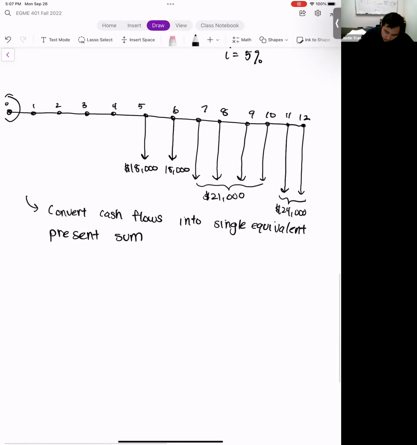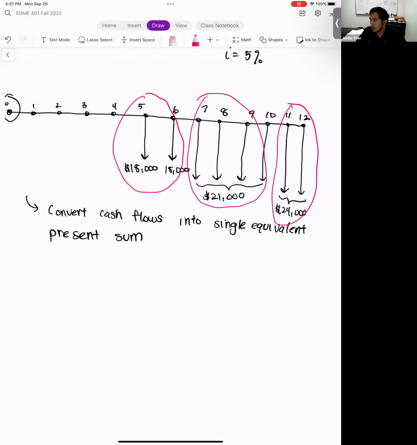Okay, and so I'm going to do that process first for these two right here. Okay, then I'm going to do it for this set. Then I'm going to do it for this set. Okay, and so I'm going to treat these as three separate uniform series. One mistake I saw quite a bit in the homeworks is that some people try to work in some arithmetic gradients into this problem, which is not a bad idea.